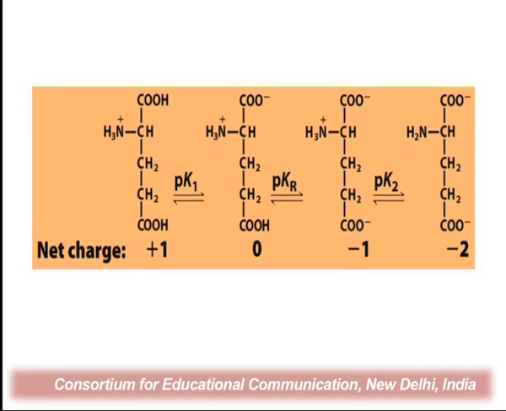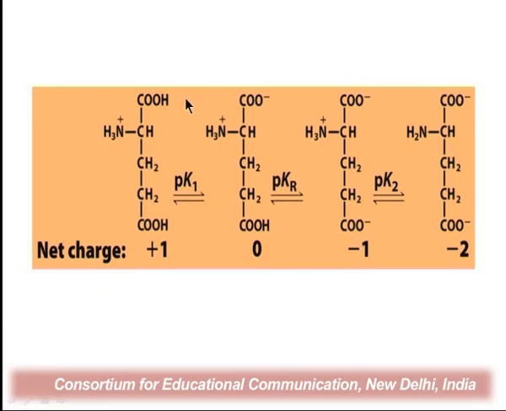The isoelectric point is going to be the average of pK1 and pKr, because this is the structure which is sandwiched between the cationic form and the anionic form, and this is the species which has no charge on it, that is, it is electrically neutral because the positive charge is cancelling out the negative charge.